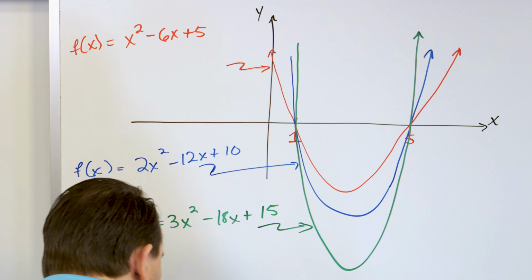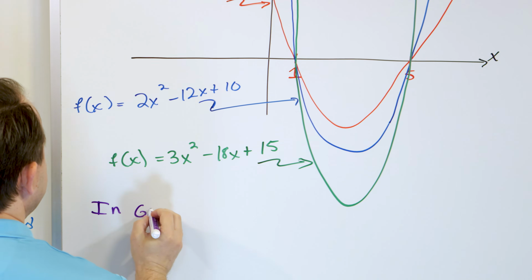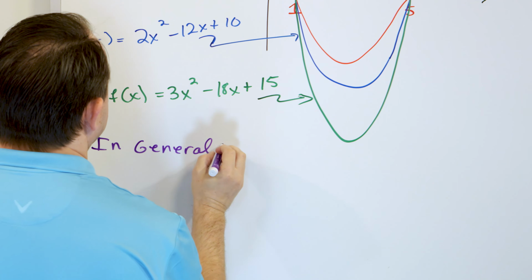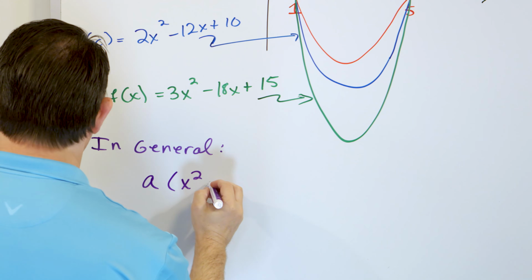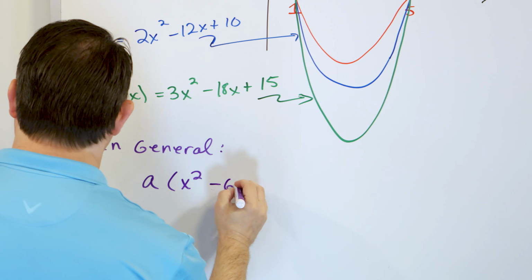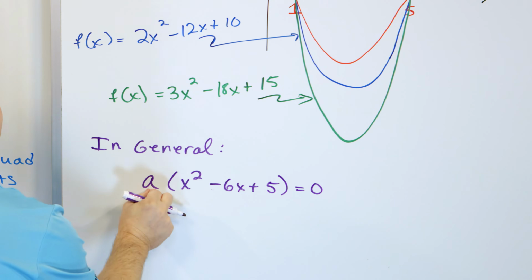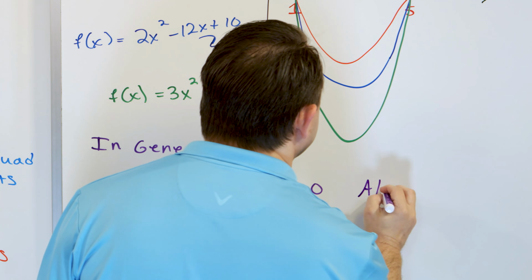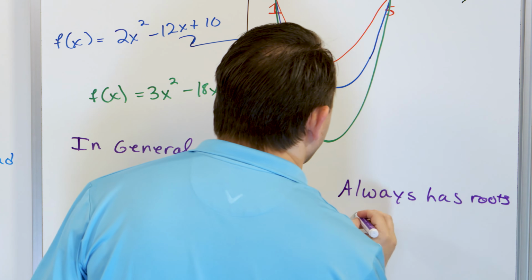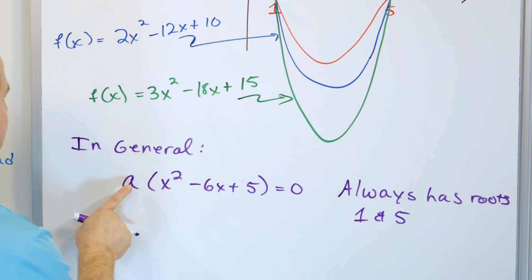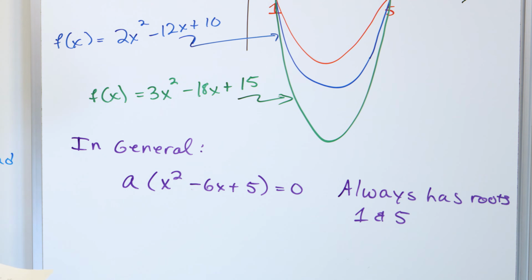So just to bring it home, we can generalize this. In general, we can take a number a and multiply it by that base equation, x squared minus 6x plus 5. That's the one that we found the first time. And anytime I take this and multiply by any number a, it always has roots 1 and 5. And the number a that you multiply by determines the shape of whatever particular parabola you have.